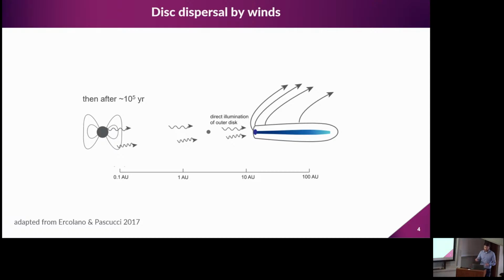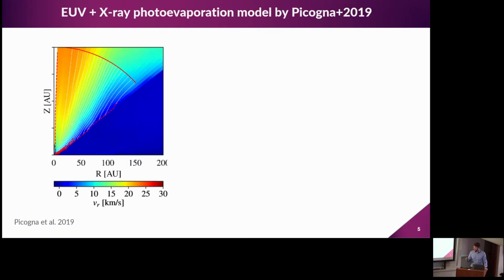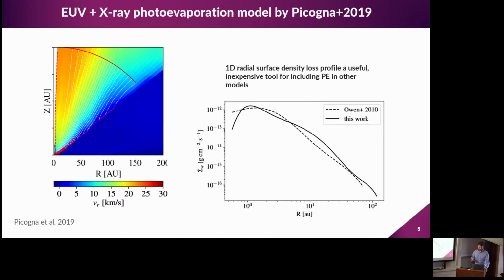This is the typical picture we have of disk dispersal by photoevaporation, and of course there's been lots of work going on in this field. One of the models is the EUV and X-ray photoevaporation model by Giovanni Picogna. This is what we use in this project. Most of these simulations are two-dimensional radiation hydrodynamic simulations. But to include these effects in other models, in planet formation models, in population synthesis models, you need something with a bit less computational demands.